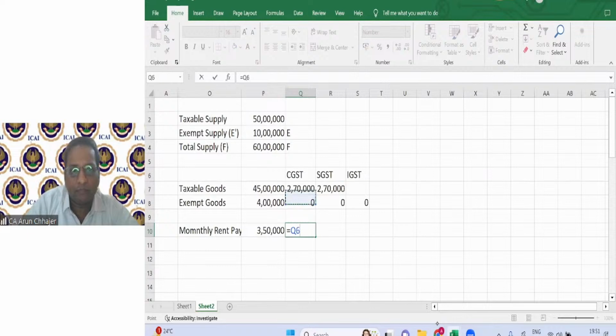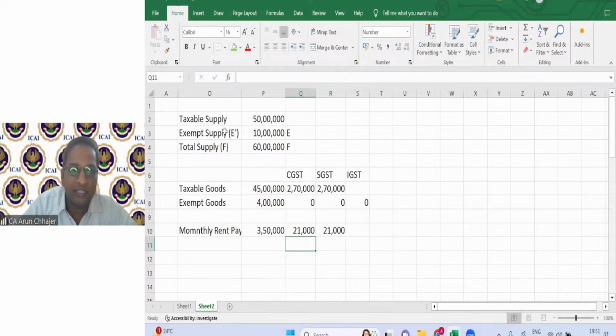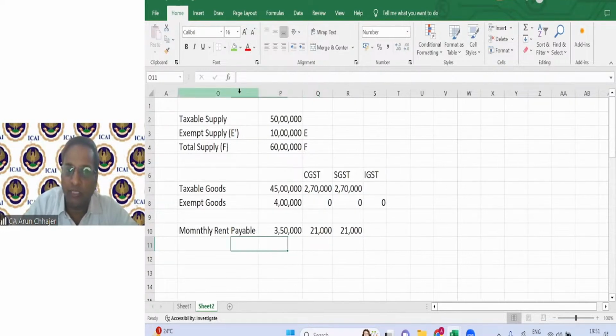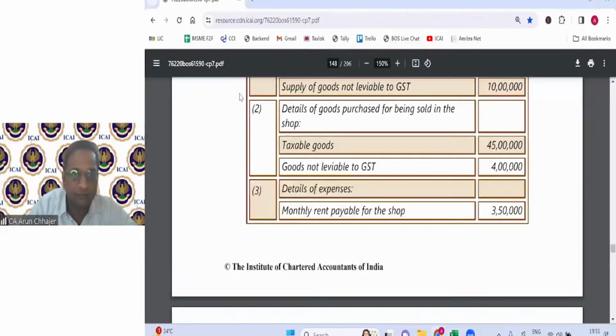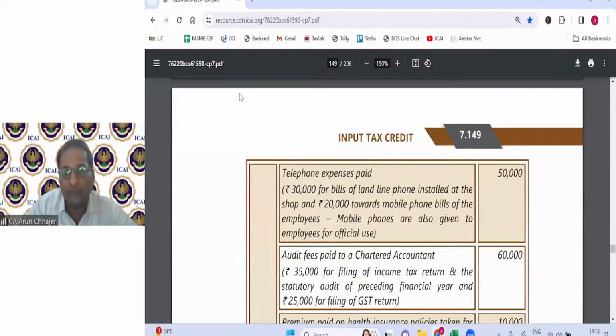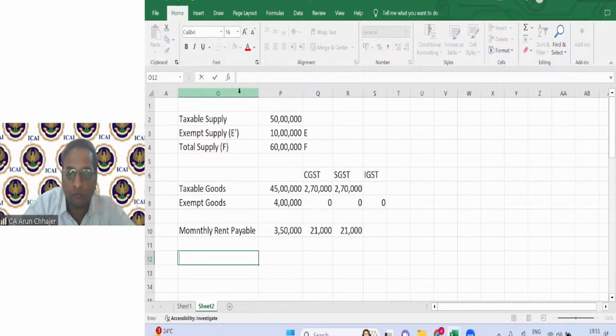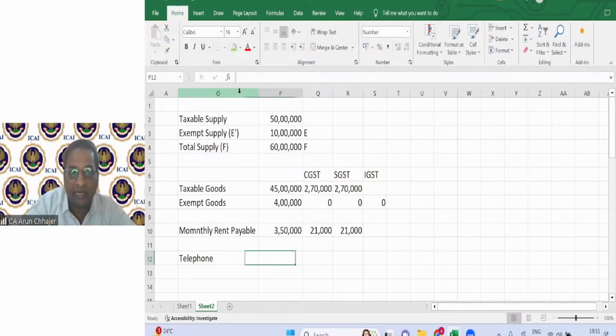50,000 multiplied by the same 6% CGST, 6% SGST. We know that the GST normally on the rent is 18%, but for the time being, we are assuming 12% as per the assumption given in the question. Next is telephone expenditure. 30,000 bill for landline phone installed at the shop and 20,000 toward the mobile phone bill for the employee. Mobile phones are given to the employee for official use. So there is no problem. We can take the ITC on the phone, whether it is landline or mobile, because it is exclusively used for office purposes only.